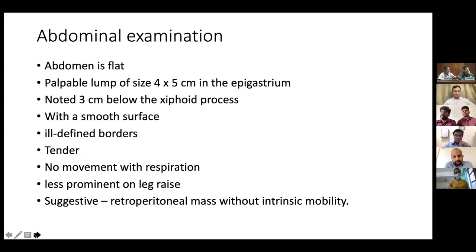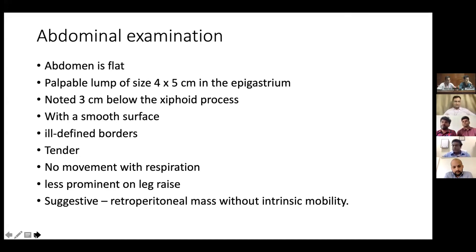On abdominal examination, his abdomen is flat. A palpable lump of size 4 into 5 centimeters is noted in the epigastrium, 3 centimeters below the xiphoid process, with a smooth surface. The borders of the mass are ill-defined. The mass is tender to touch, and it is not moving with respiration. It is becoming less prominent on leg raise. The features were suggestive of a retroperitoneal mass without any intrinsic mobility.